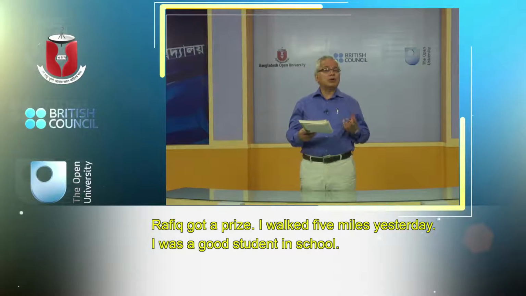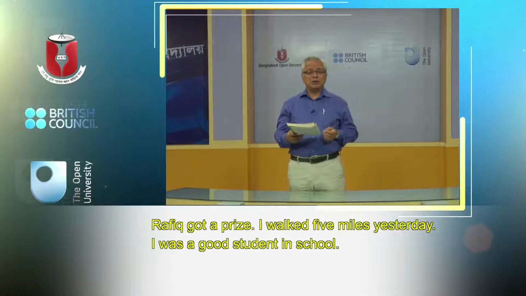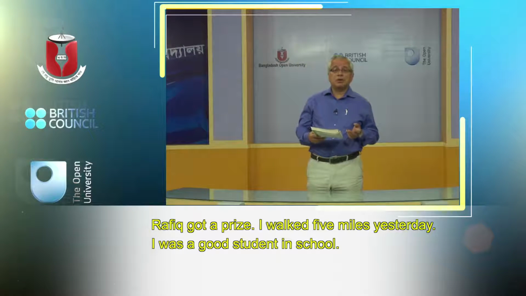And how do you understand that it is in the past tense? By looking at the form of the verbs. They are all rendered in past spellings. Now we said that there are four types of past tense. Past indefinite tense. Why is it used? Past indefinite tense is used to describe an action done in the past. Say Rafiq got a prize. I walked 5 miles yesterday. Okay, I was a good student in school, but not anymore now. So whenever you refer to actions taking place in the past, you use the past tense.